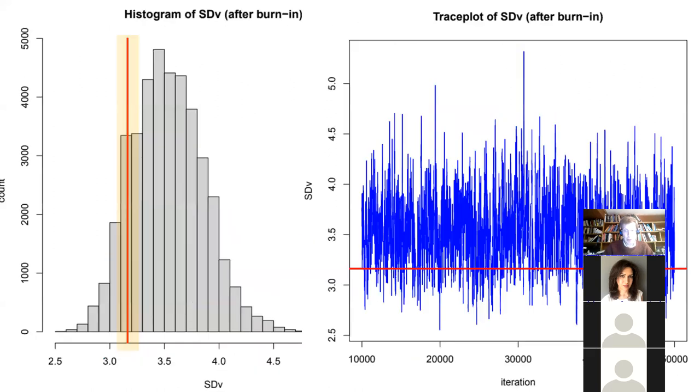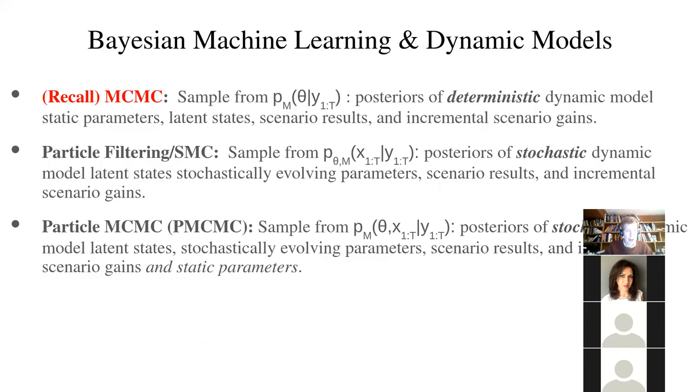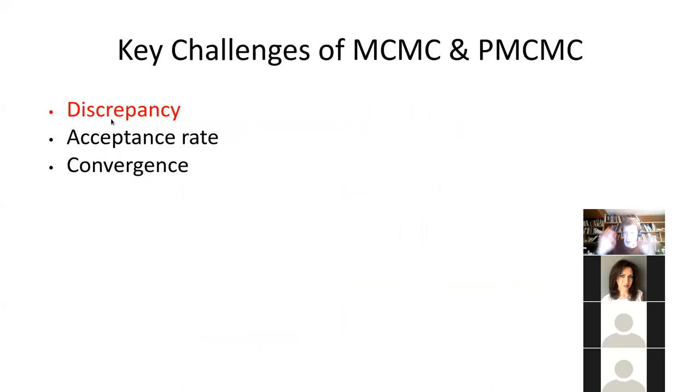So, ladies and gentlemen, these are practical issues with PMCMC and MCMC. As noted, discrepancy is kind of in common with other methods in general, whether it's ABC, approximate Bayesian computation, or calibration, or particle filtering, or particle MCMC, or MCMC. In all those cases, when we use data from the world to compare against the model and train the model and estimate parameter values or estimate latent state, we expect the model at the least to reproduce that data.